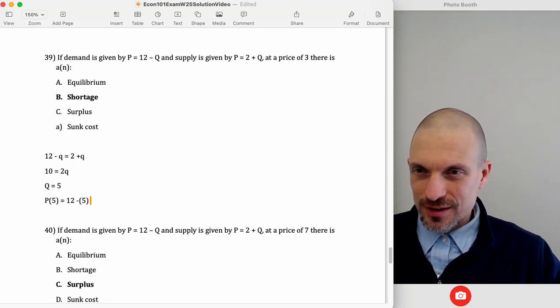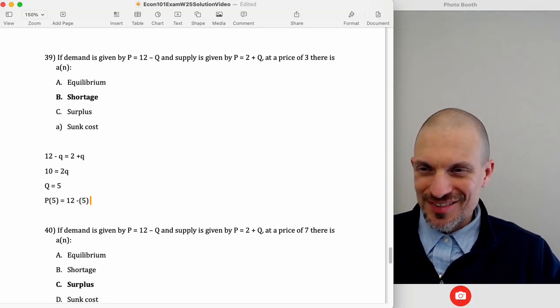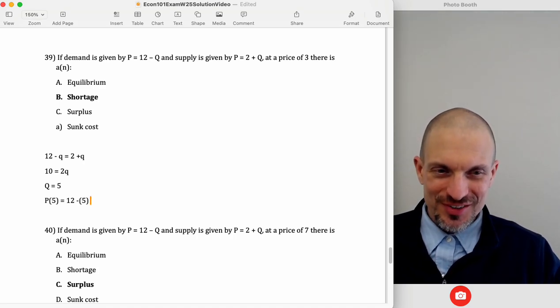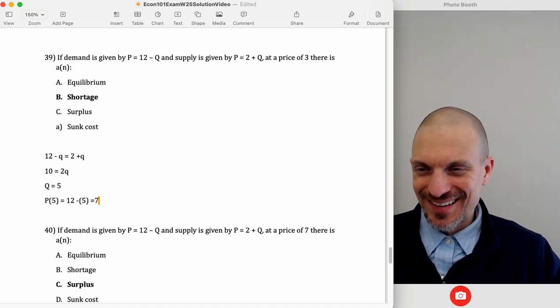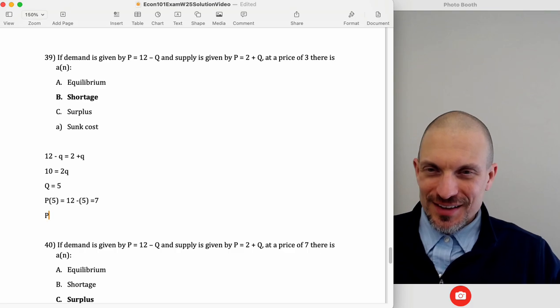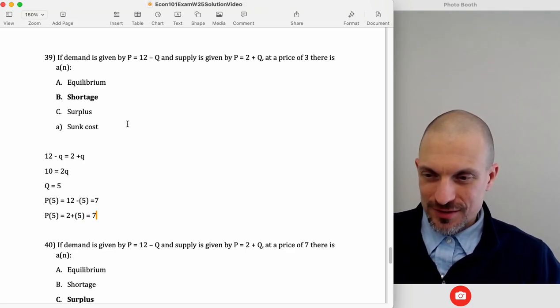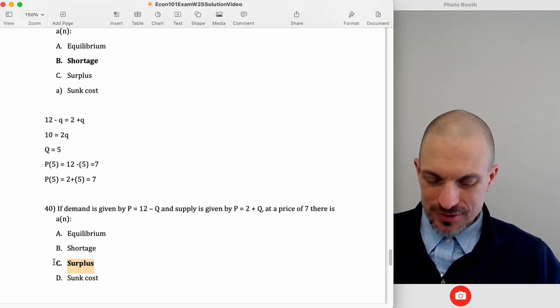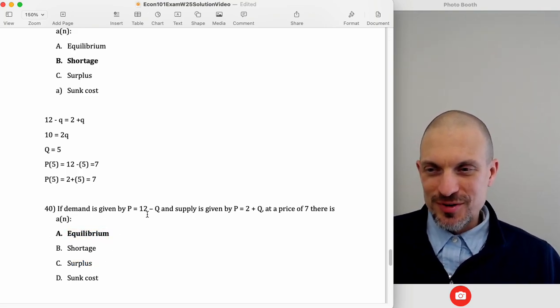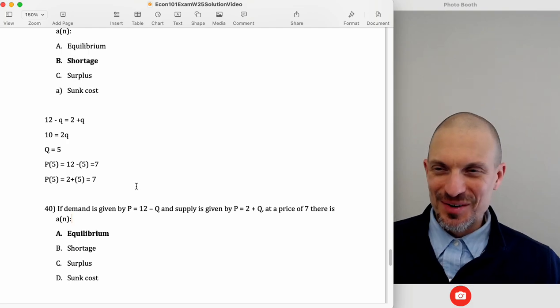So let's see. Oh, did I do this? Yeah, sorry. Of course, here then I find my mistake. Awesome. All right, so price, you see it immediately, don't you? Yeah, I'm silly. And then this is going to be 7. So this was not a surplus. This was equilibrium. I should have been more suspicious of that when I was going over this.